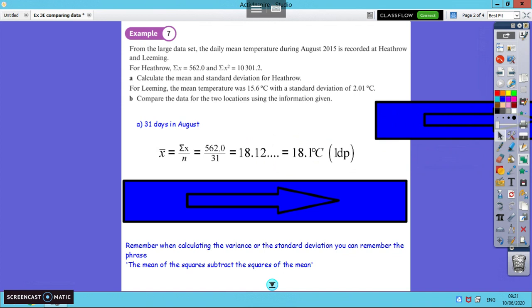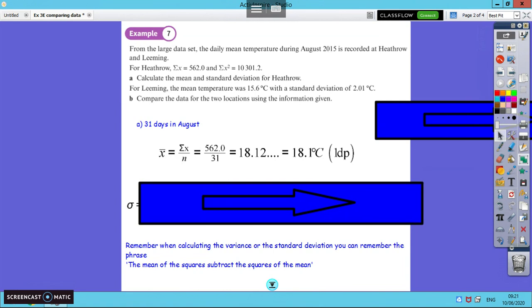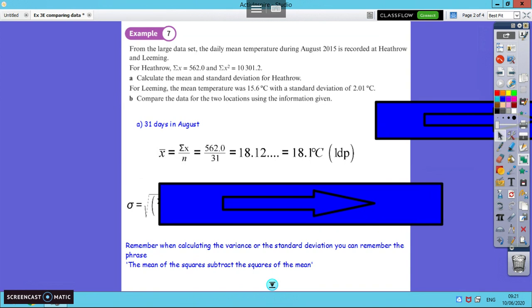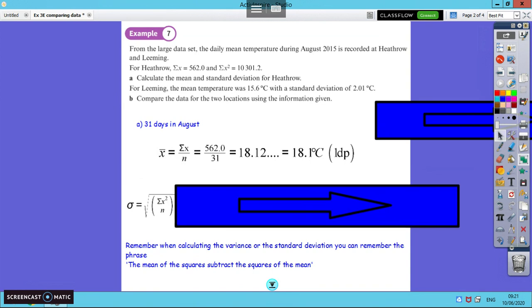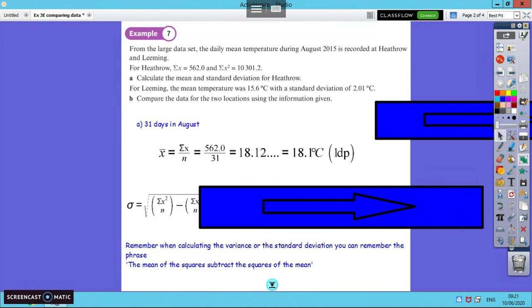So remember, the standard deviation is the square root of the variance. So that's why we're going to have a square root sign involved there. So your standard deviation, that's the Greek letter that gives you the standard deviation, is the square root of the mean of the squares minus the squares of the mean, okay?